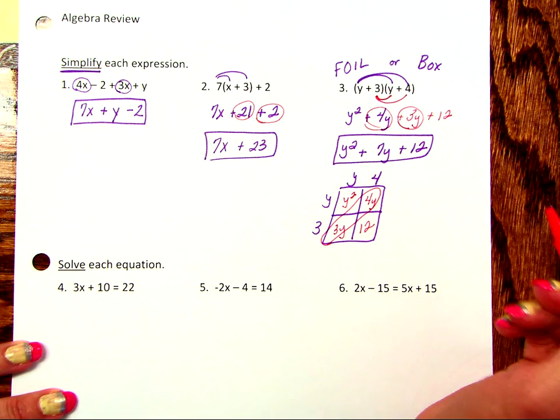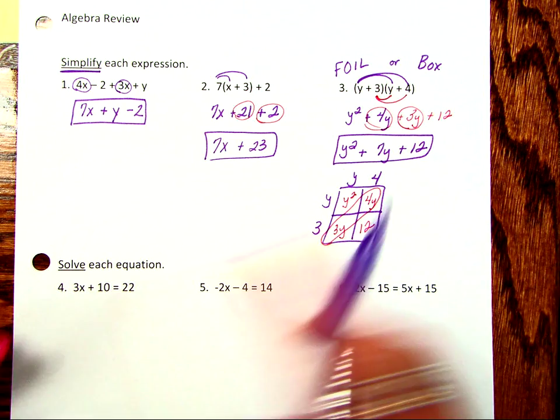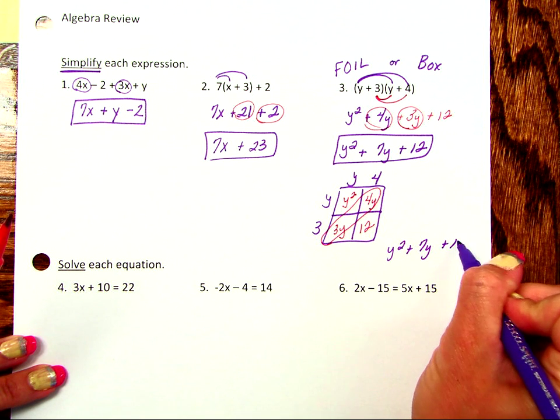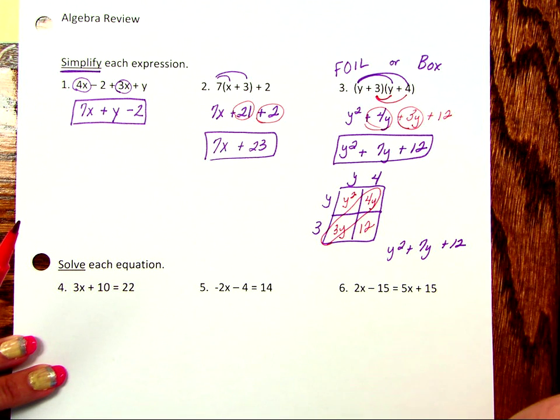And of course, we should get the same answer as we did above, and we still end up with y squared plus 7y plus 12. So you can do those either way, but those are the two strategies that you would use when solving those.